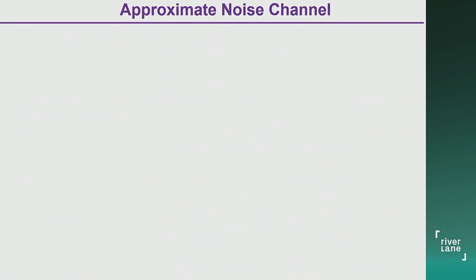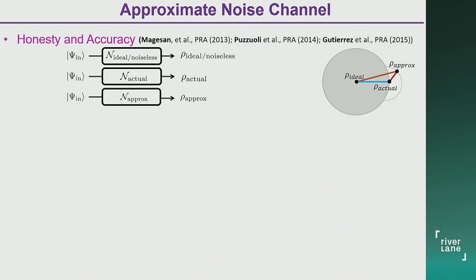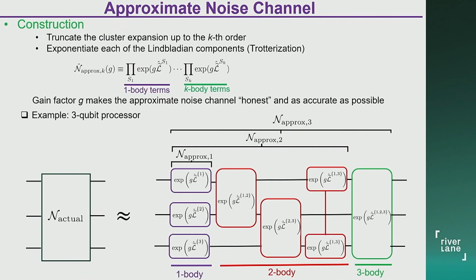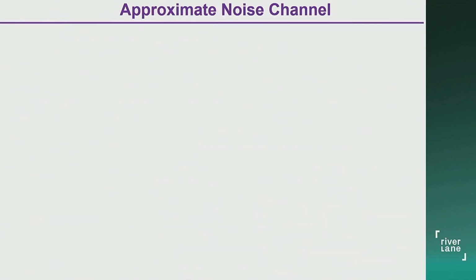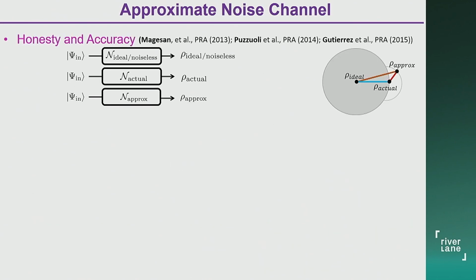And as an example of how to apply our noise model, we consider, before that, I forgot to mention that this G here is the parameter which makes our noise channel honest and as accurate as possible. So what are honesty and accuracy? As in the literature, we define the accuracy and honesty in terms of the distances between 3 different density matrices resulting from 3 different quantum channels: ideal or noiseless channel, actual channel, and the approximate noise channel.